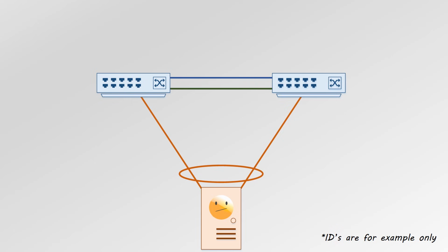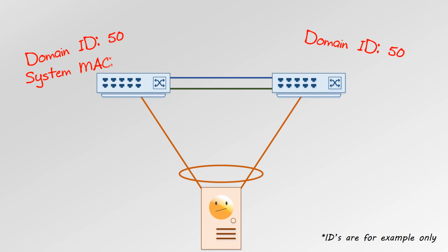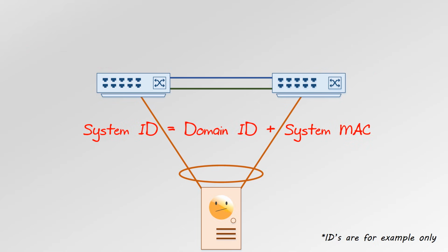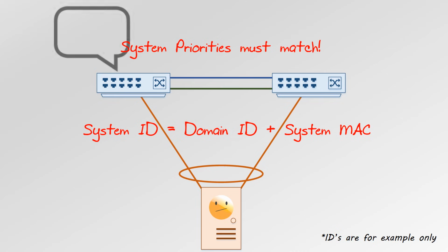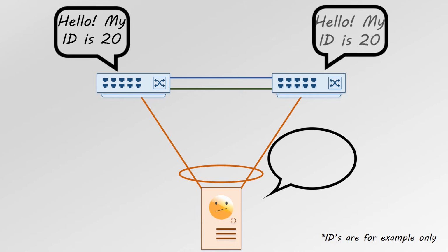Nexus switches are able to work around this. They use the domain ID, which we configure, to generate the system MAC. They then use the system MAC to generate the system ID. When generating the system ID, LACP also uses the system priority. This means that the system priority also needs to be the same on both switches. With the same system ID, they now appear as a single switch to any connected device.